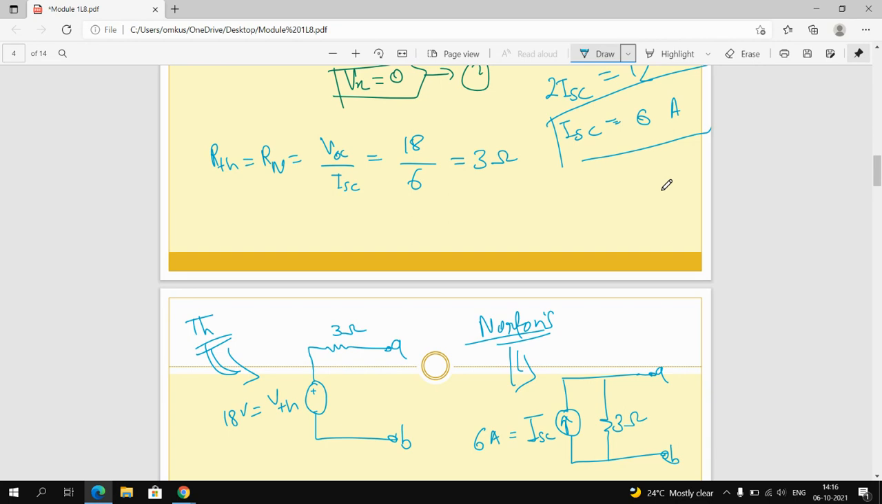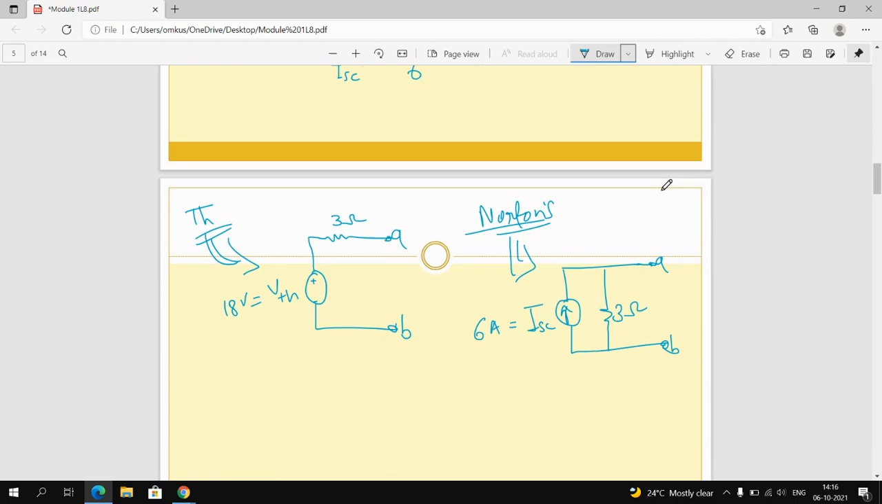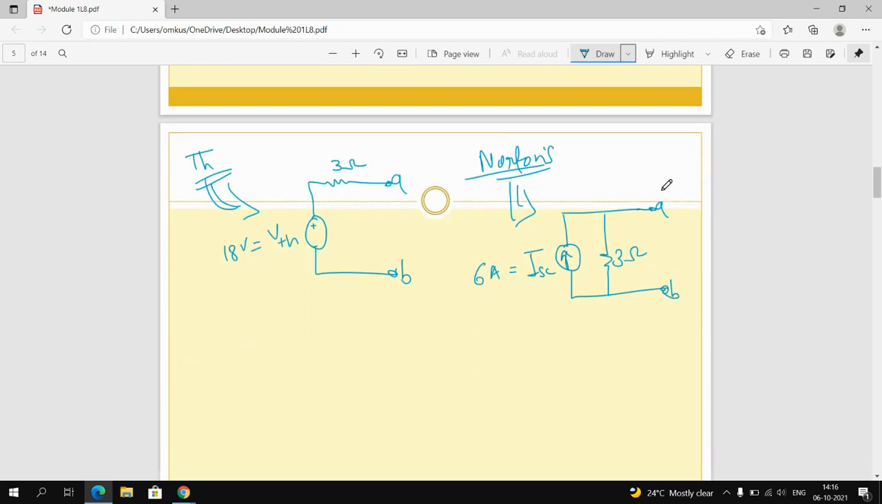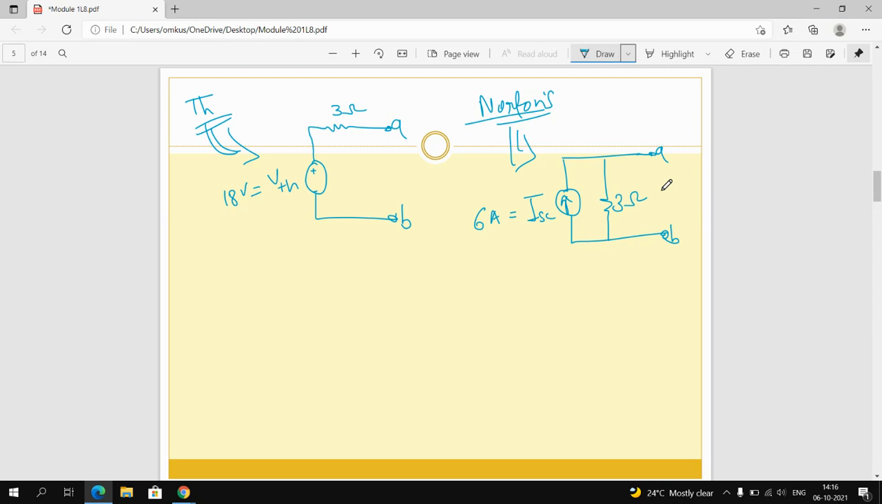But for type 1, you need to solve with two separate methods. For Thevenin's theorem, you need to open circuit the target terminal and find out the voltage. And for Norton's theorem, you need to short circuit that target terminal, on which you need to find out the ISC or IN, Norton's current. I explained this type 1 question in my last class. You can also watch that video if you have any doubt.